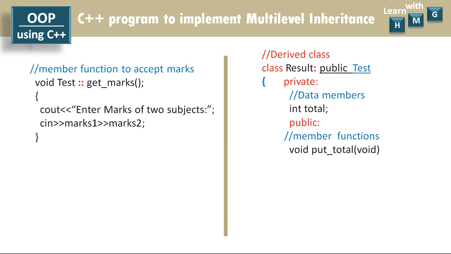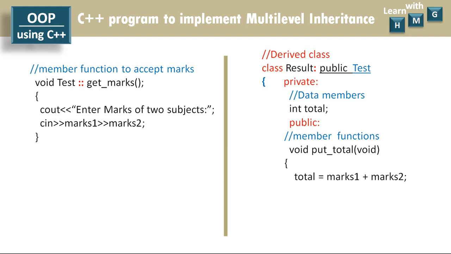I can find now total is equal to marks1 plus marks2. So total is a private data member of this result class, which is accessible within its own class. Marks1 and marks2 are the protected data members of test class, and as they are protected data members of test class and result is the immediate derived class of test class, it is allowed to use marks1 and marks2 within test class, and you can easily find out the total like this.